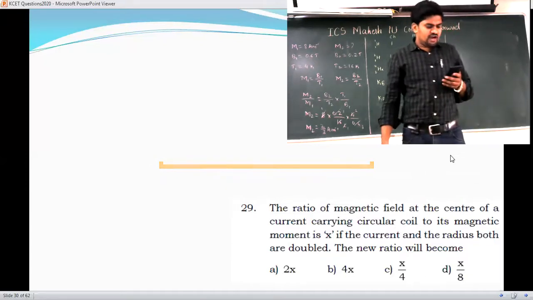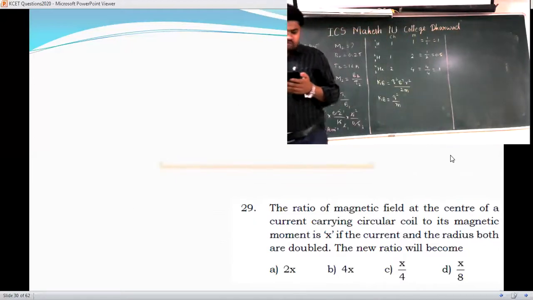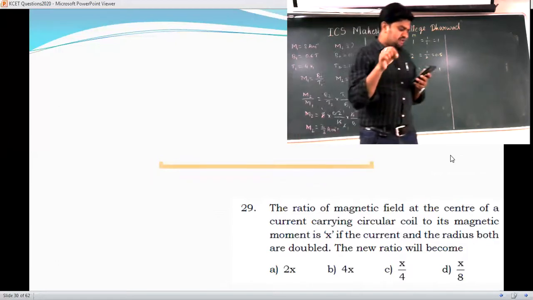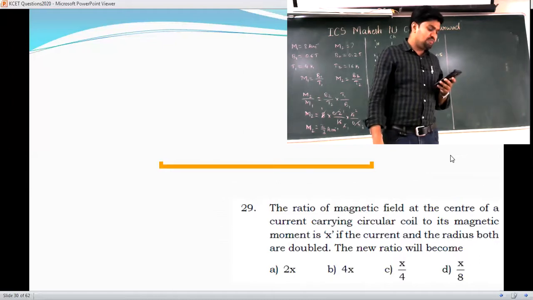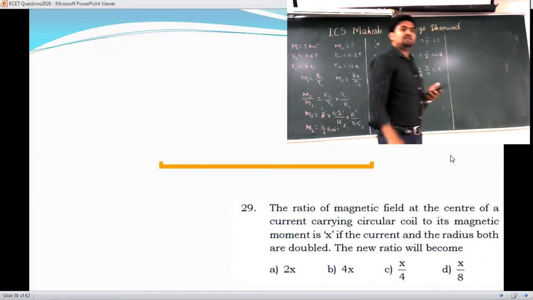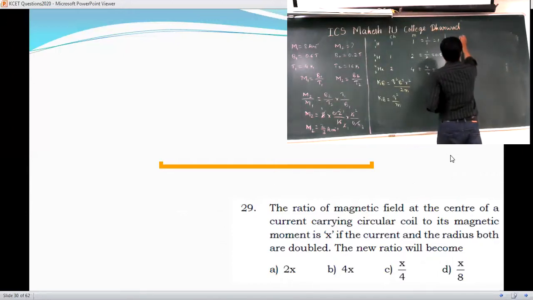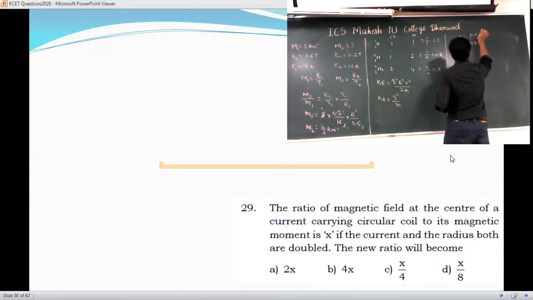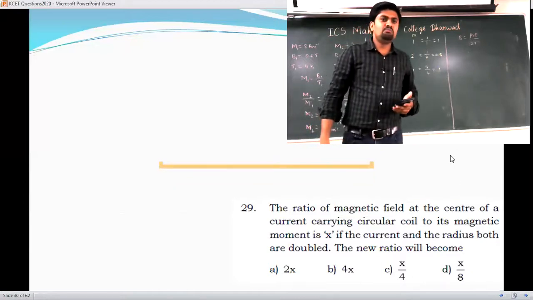The ratio of magnetic field at the center of a current carrying circular coil to its magnetic moment is X. If the current and the radius both are doubled, the new ratio will become? Now here we apply the Ampere circuital law. The magnetic field formula will be B is equal to mu naught I divided by 2r.